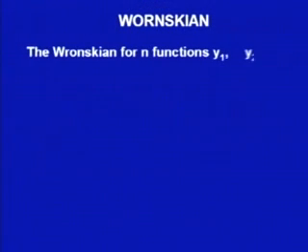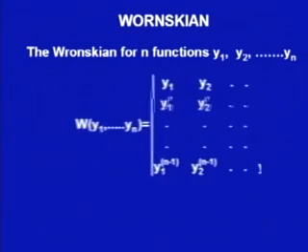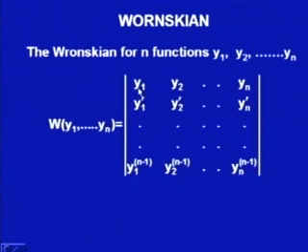What will be the Wronskian of n functions? That we define as, for n functions y1, y2, yn, the Wronskian W(y1, y2, yn) is being defined as the determinant where the first row contains all the functions y1, y2 and yn. The second row will contain the derivatives y1 dash, y2 dash and yn dash, and so on. The nth row will contain the (n minus 1)th derivative of the functions y1, y2, yn. So, the Wronskian for the n functions would be a determinant of order n containing these functions and their derivatives.